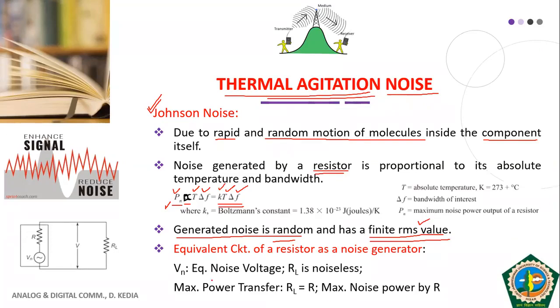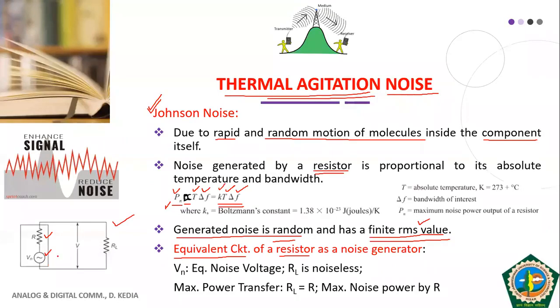Fine. So let us now represent our noise generation through a resistor in the form of some equivalent circuit. This is the equivalent circuit where we are saying that Vn is the noise voltage source, and R is the resistor which is generating noise. So we are representing the equivalent circuit of the resistor, which is generating noise, as a voltage source with voltage Vn having resistance R in series.